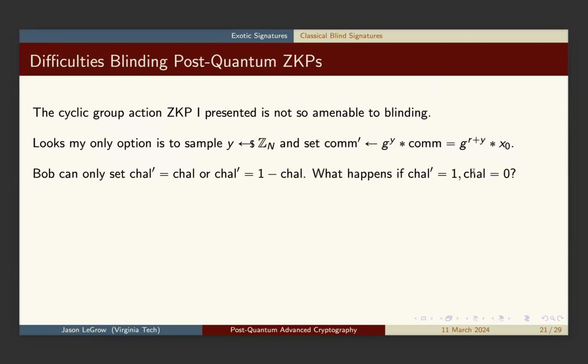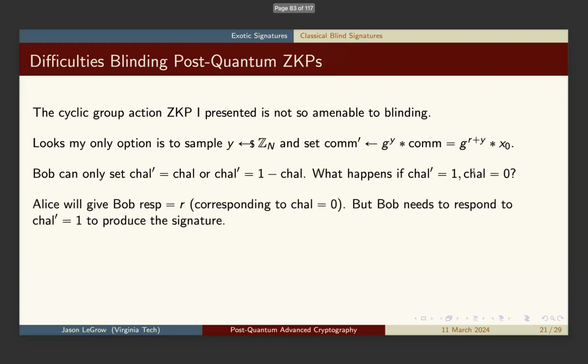In terms of the challenge, well, there's only two challenges, right? So Bob's only choice is to keep the challenge the same or flip the challenge. And this must be done uniformly at random in order for blindness to hold. Alice will give Bob the response.